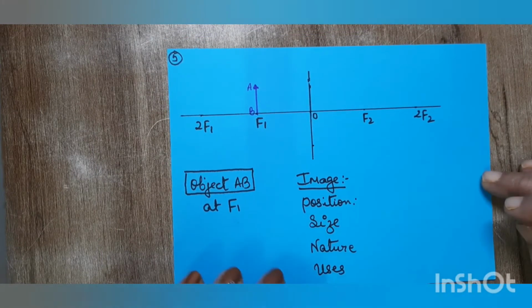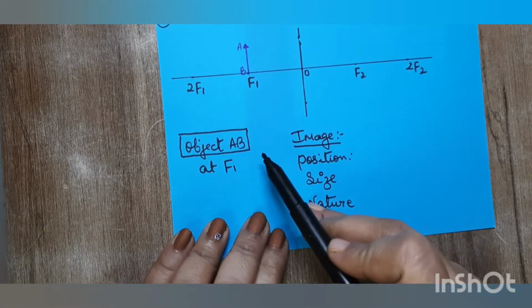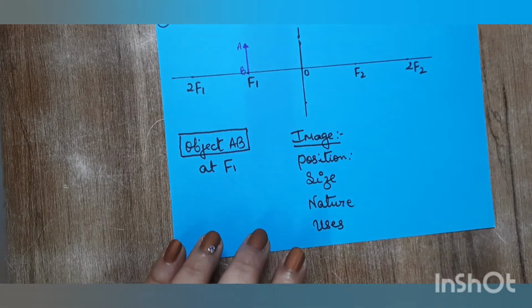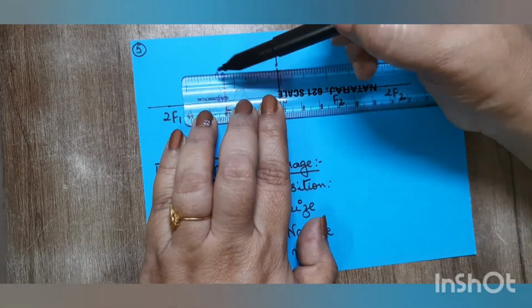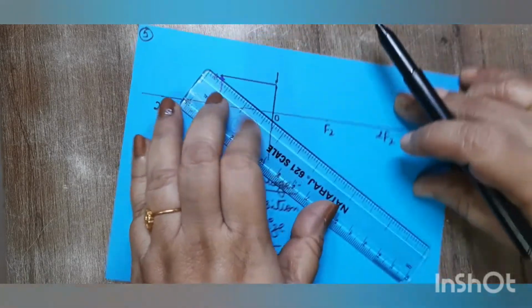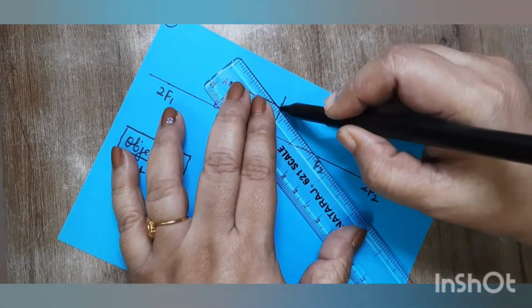So, moving on with the fifth position, that is object AB at F1. Draw object AB here, same rules: parallel, then let it pass through F2.